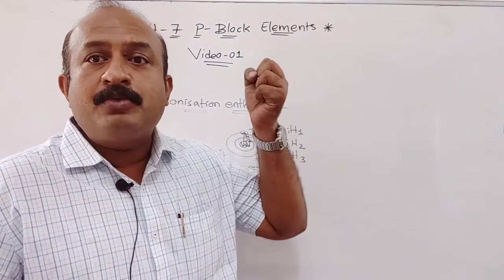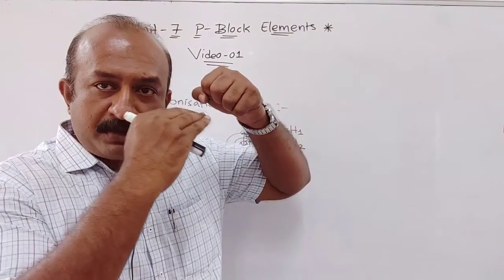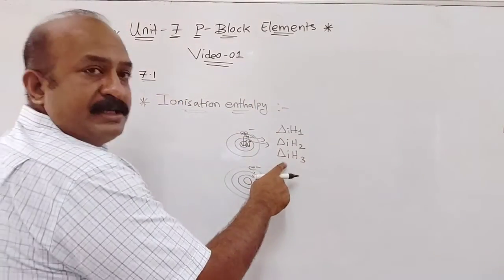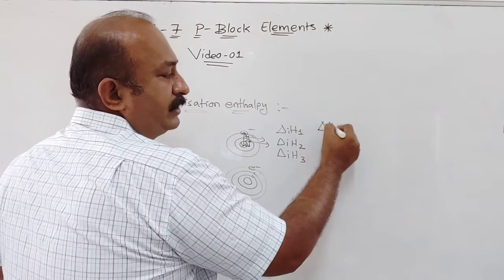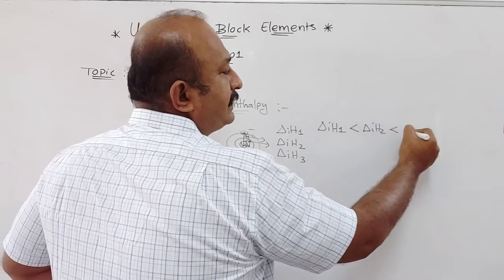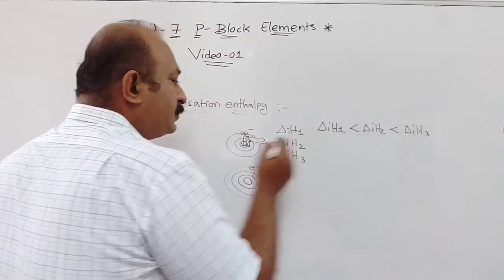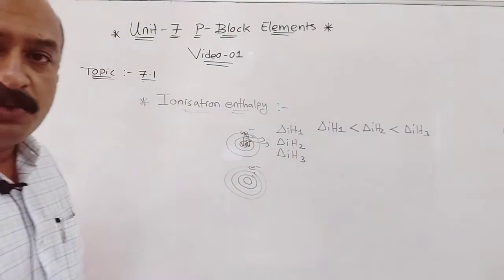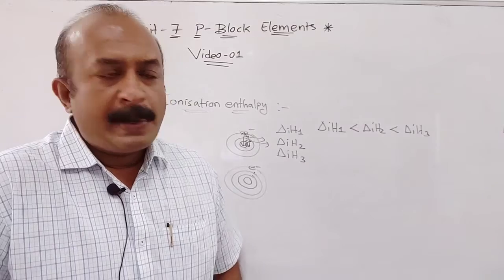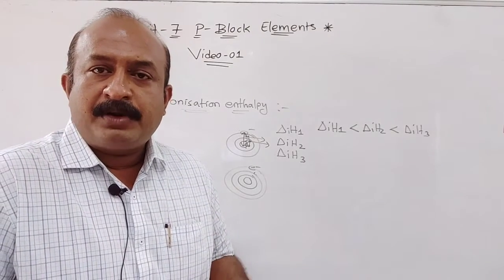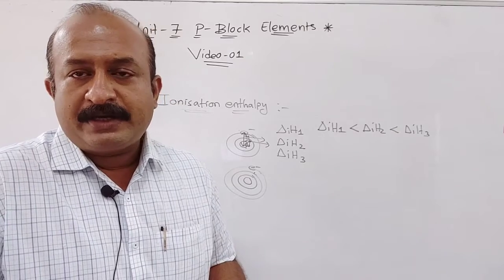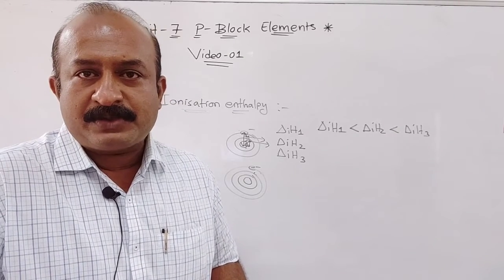That is, it will be easier to remove the outermost electron, but when we talk about the inner electrons, it will require more energy. So when we talk about ionization enthalpy, delta I H1 is always less than delta I H2, which is less than delta I H3. It means that to remove the innermost electron, which is nearer to the nucleus, maximum energy is required. Understood? So in simple words, the energy required to change an electron into an ion is called ionization enthalpy.